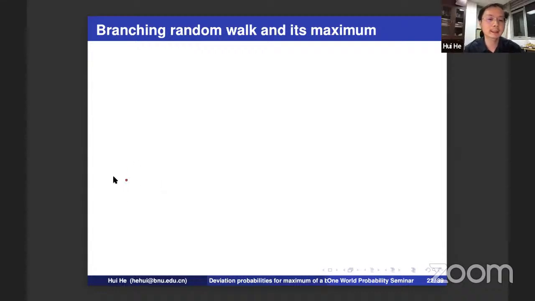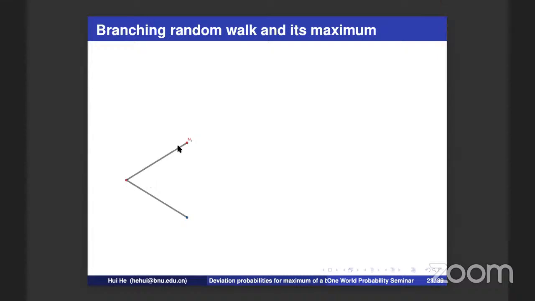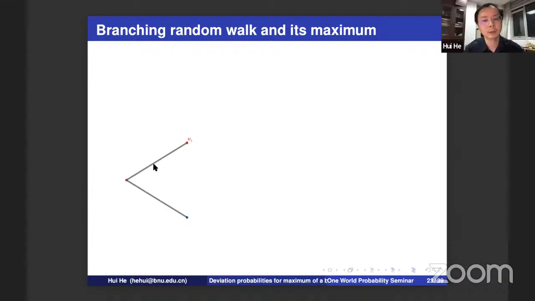So at the very beginning, there's only one particle starting from the origin, okay? And then it may have a random number of children. In this picture, I only show that it has two children, and each of them does a one-step random walk, given according to a given law of step size. So there are two particles in the first generation, and the maximal position of these particles is just M1, since the red one is higher than the blue one.